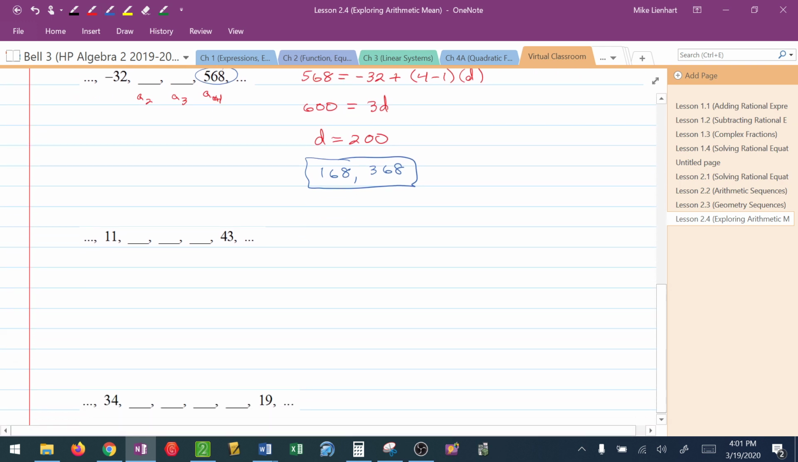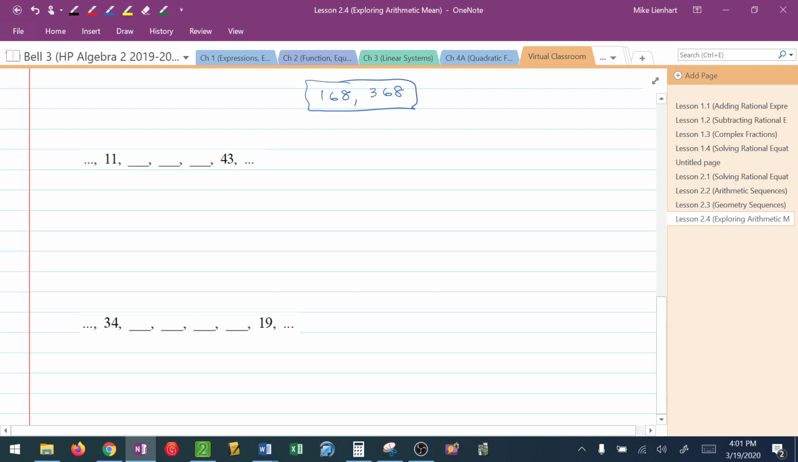Okay. What if I'm missing three terms? Well, there's actually two ways that you can do this. One would be find the middle term first by adding and dividing by two. Then take the first term and the third term, add and divide by two. Take this middle term, the third term, and the fifth term, add and divide by two to find the fourth term. So that all works.